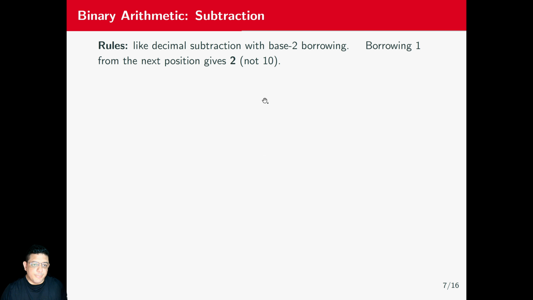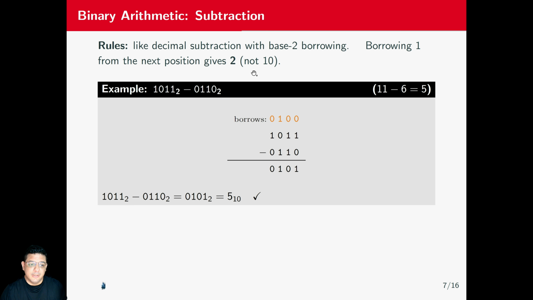So now let's do binary arithmetics. The rule here is like a decimal subtraction, but it's with base 2 borrowing. So borrowing 1 from the next position is going to give me 2 instead of 10, like in decimal base. So let's look at an example here. We're going to subtract 1, 0, 1, 1 base 2 minus 0, 1, 1, 0 base 2, which is essentially subtracting 11 minus 6, which will give me 5 in base 10.